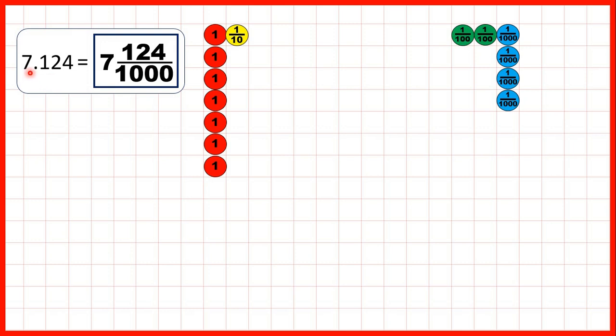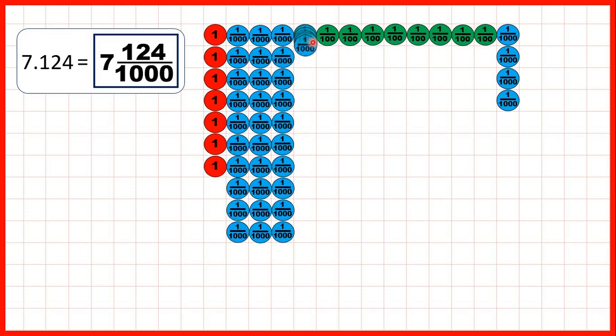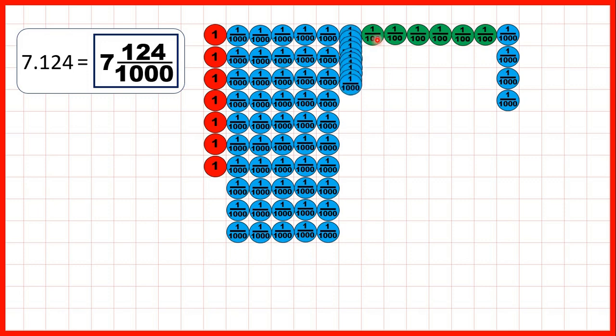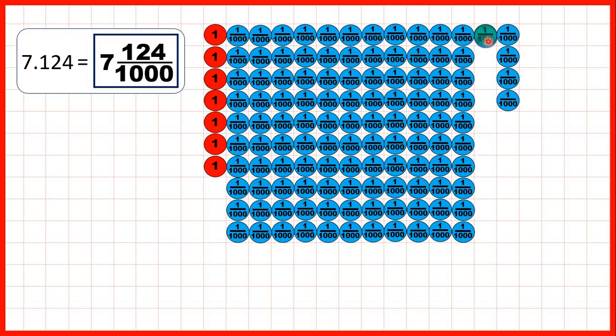And let's look at 7.124. That's 7 ones, 1 tenth, 2 hundredths, and 4 thousandths. How is that equivalent to 124 thousandths? Well, what we can do is exchange 1 tenth for 10 hundredths. That gives us 12 hundredths, but we can exchange each of these hundredths for 10 thousandths, and when we do that with all 12 of our hundredths, that gives us 120 thousandths, and with the 4 thousandths, 124 thousandths altogether.